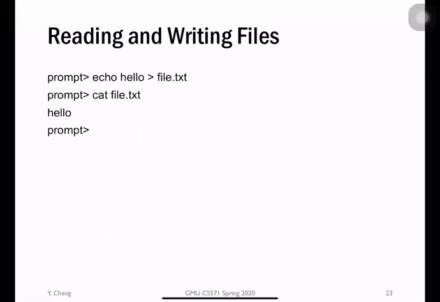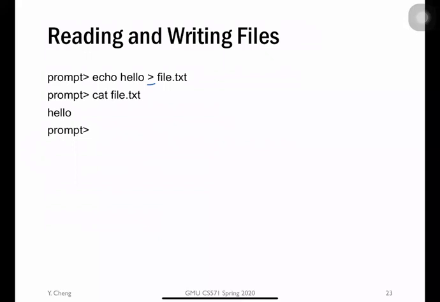So let's take a look at an example. In this example, assume we are working with a prompt, a shell, or a terminal, where you type the echo command, which simply displays the content of the string that you pass to echo. In this case, the string is hello. Then you pass in this symbol, which is greater than. This symbol means you want to redirect the standard output to another file, which is called file.txt. Then you type return.